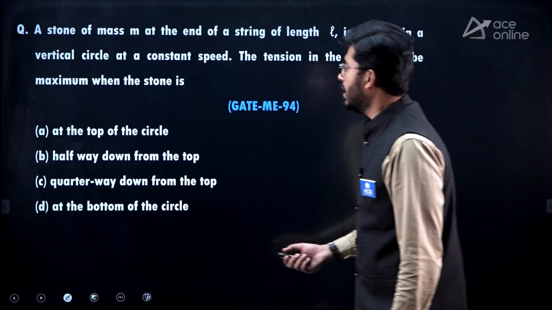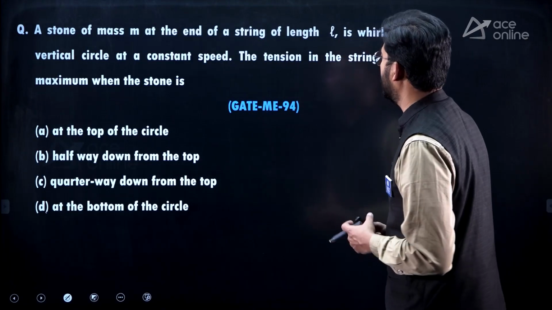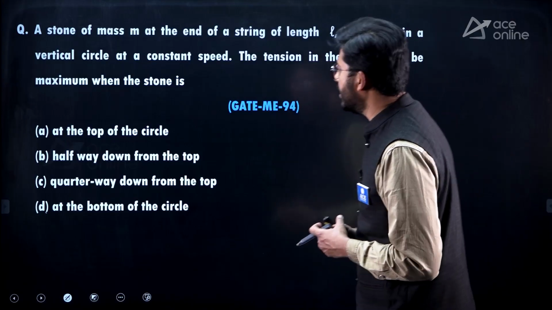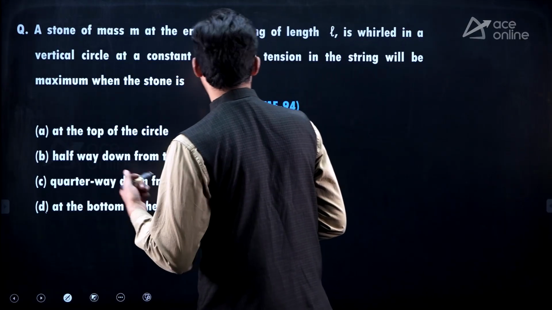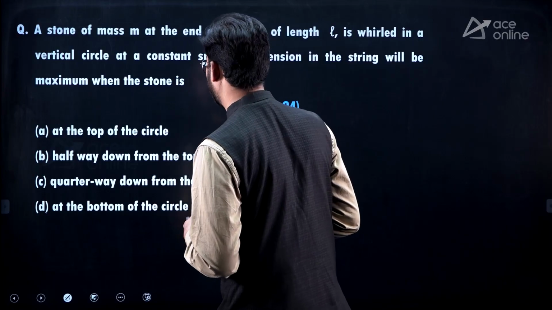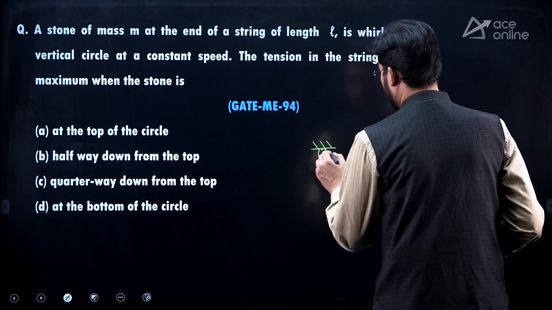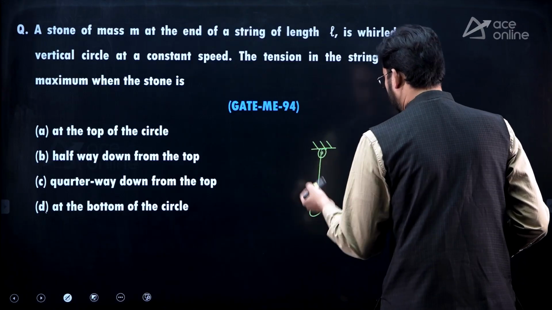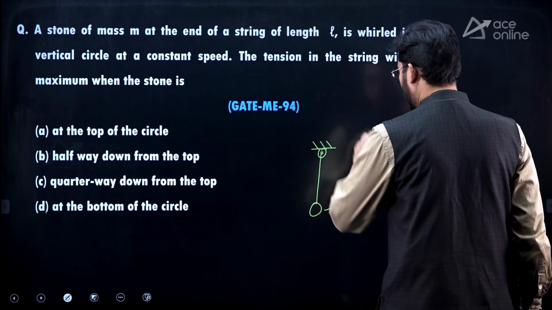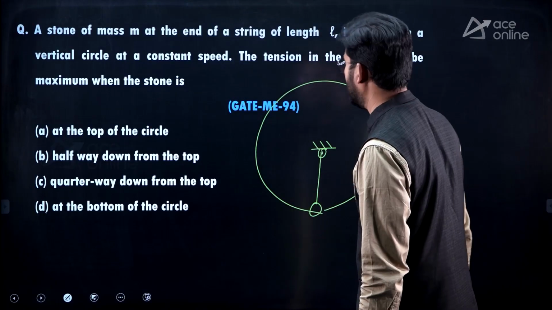Moving to next question. The stone of mass m at the end of a string of length L is whirled in a vertical plane at constant speed. The tension in the string will be maximum when the stone is dash. So here you are tying a stone to a thread and this is being rotated at a constant speed. The tension in the string will be maximum.